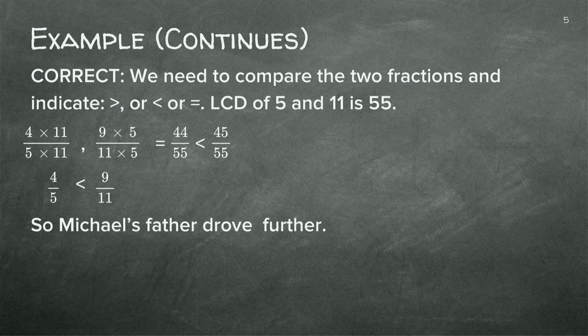So our lowest common denominator of 5 and 11 is 55. To get 4/5 to 55, we multiply 5 by 11 and 4 by 11. To get 9/11 to 55, we multiply the bottom and the top by 5. So this gives us 4 times 11, 44, over 5 times 11, 55. And then this fraction, 9 times 5 is 45, 11 times 5 is 55.